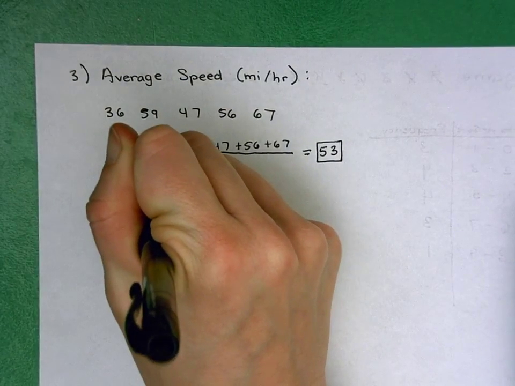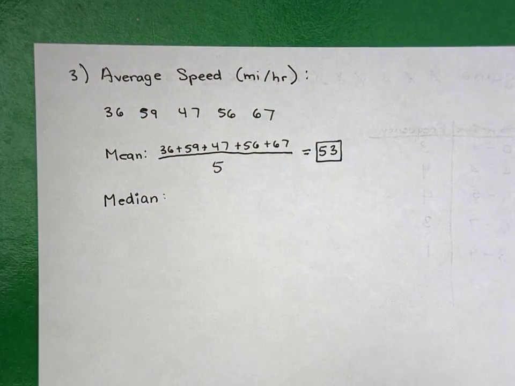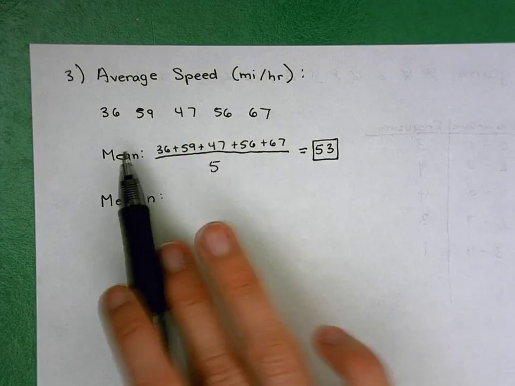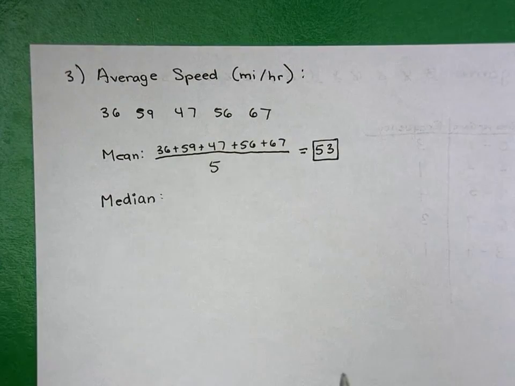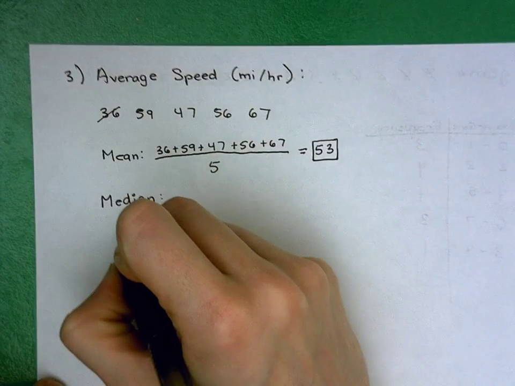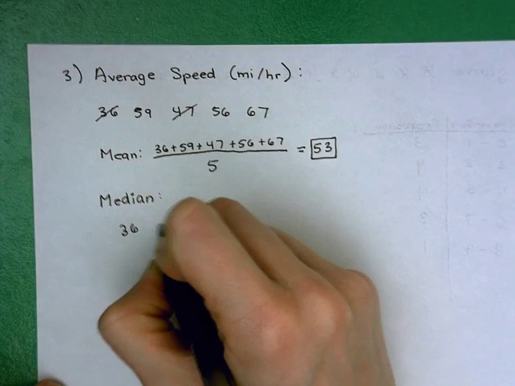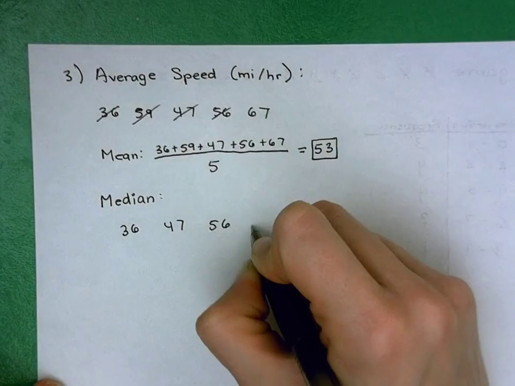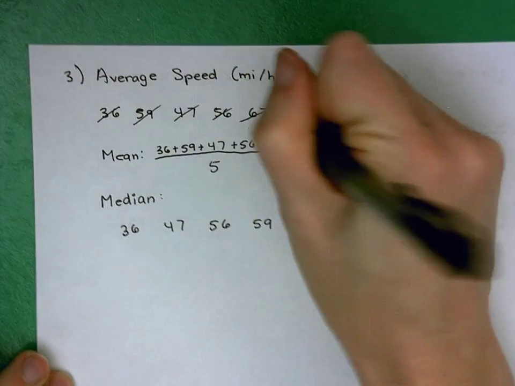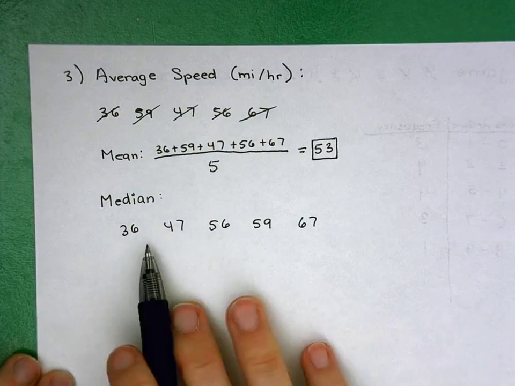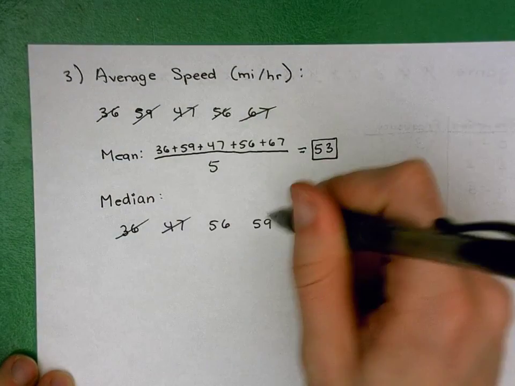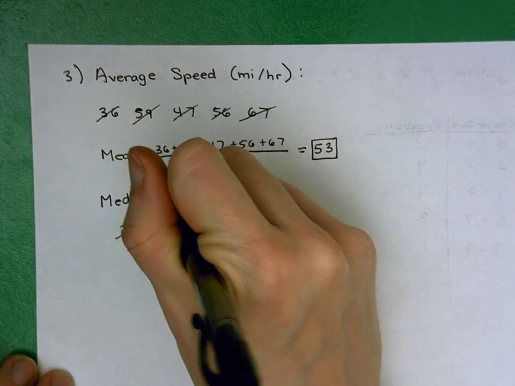Median is the middle value, right? Now, one important thing about median, okay, when you calculate it, your numbers have to be in numerical order. These numbers are not in numerical order, so I can't yet find my middle value. I first have to rewrite these in numerical order. So we have 36, we have 47, 56, 59, and 67. Now that they're in numerical order, now I can calculate my middle values. It's not 36 or 67, it's not 47 or 59, 56 is what's in the middle.